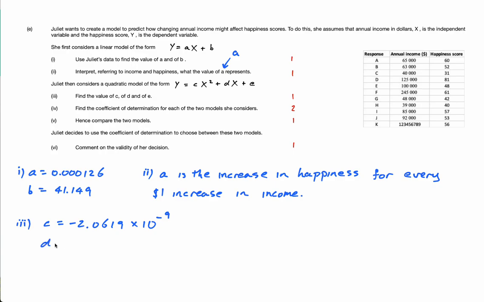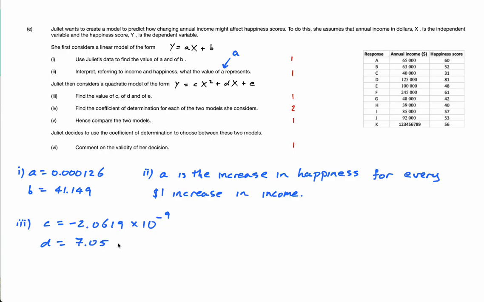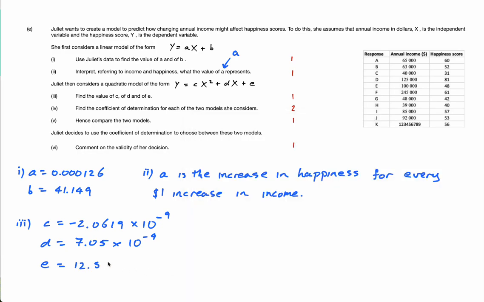Right, so that's C. D is this guy's B. It's written in this way, so let's just keep it in scientific notation. 7.05 times 10 to the minus 4. And E is equal to just 12.59. Now guys, as I always say, as long as you've got more than 3 significant figures, you'll be okay. But if you want to round it to 3 significant figures, go for it. This one I haven't. Anyway, fine. That's C, D, and E.